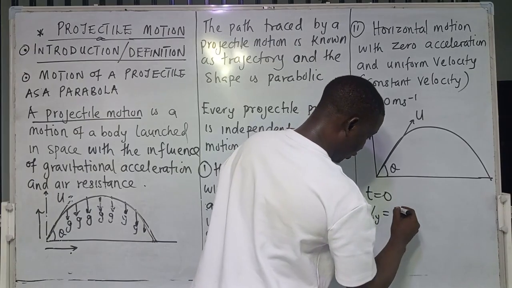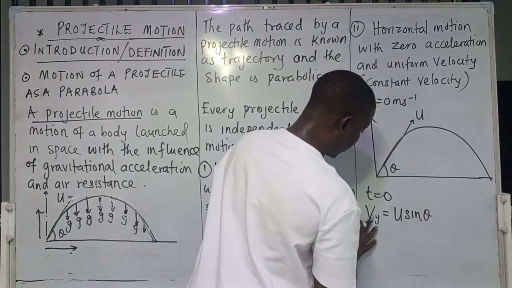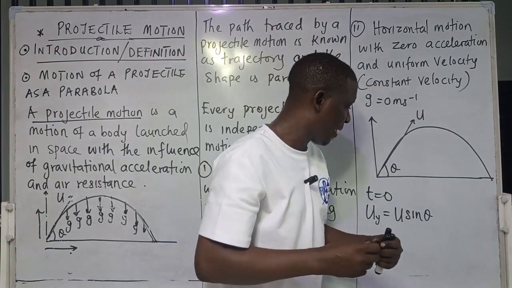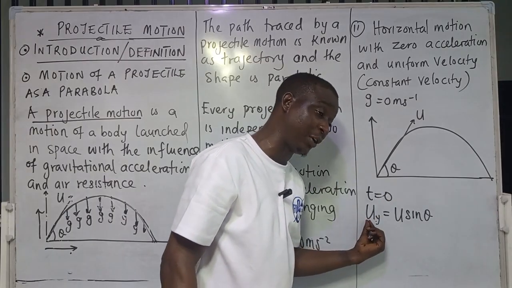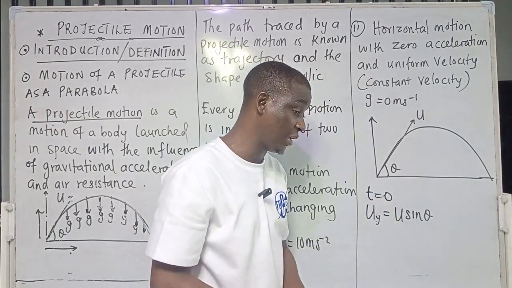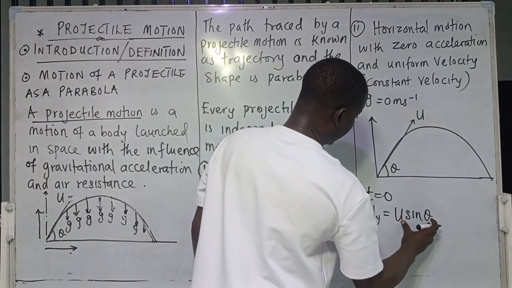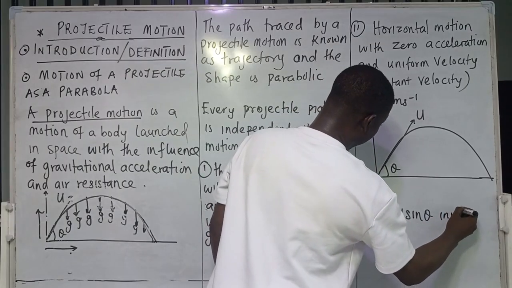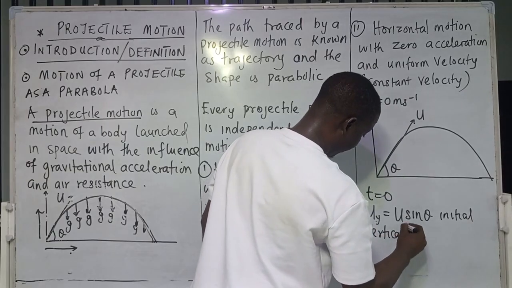Velocity is what? U sine theta. And this one is called the initial velocity. I told you that in my previous video. Anytime you have u, it means that u is initial velocity, and it occurs at time t equal to 0. So now this is the initial vertical velocity.